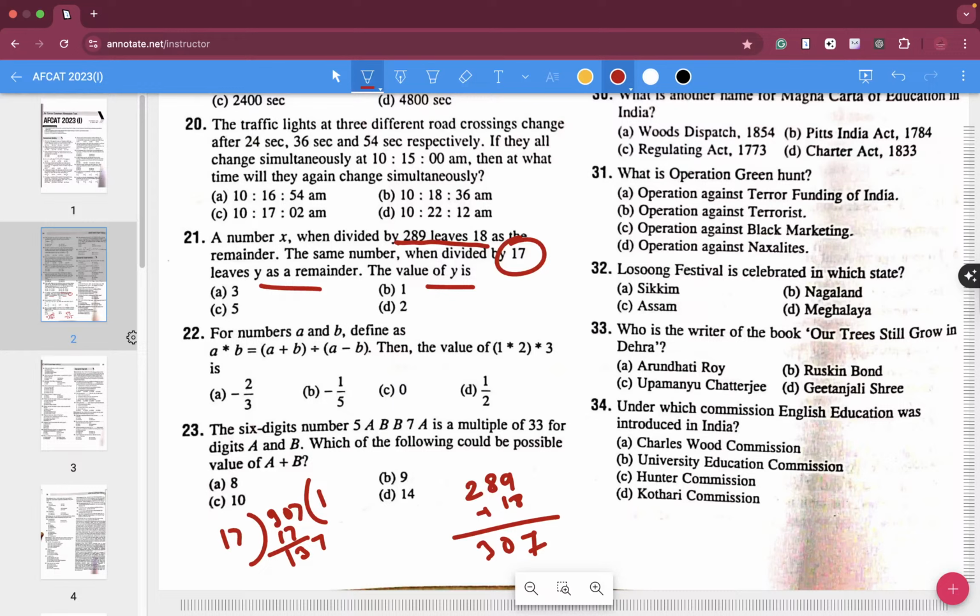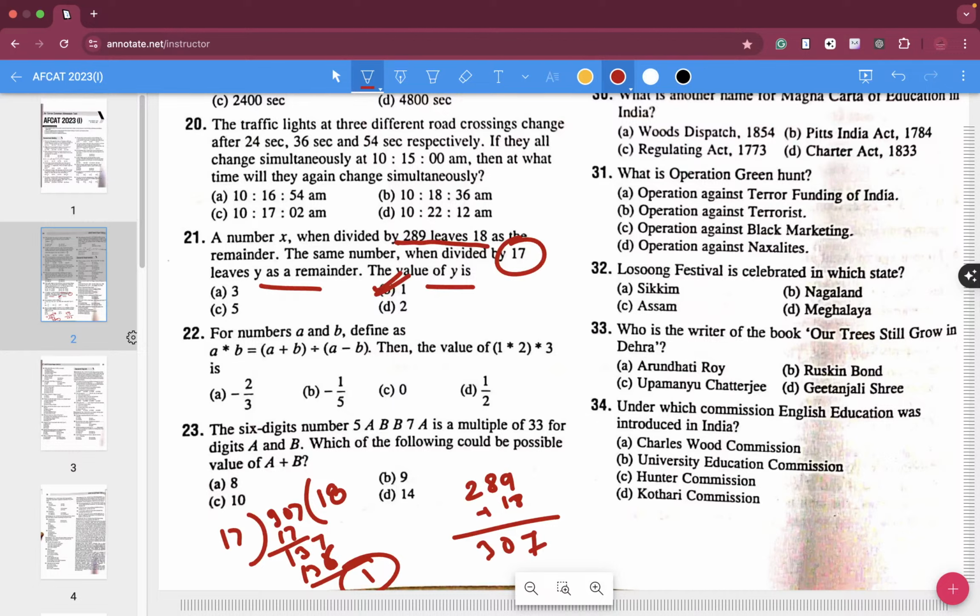17 into what? 8, right? 6, 5, 13. So over here 1 is the remainder, which is the value of your y as well, folks.